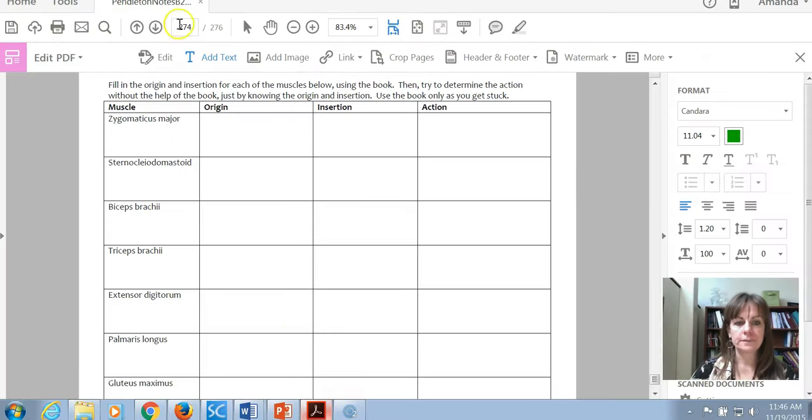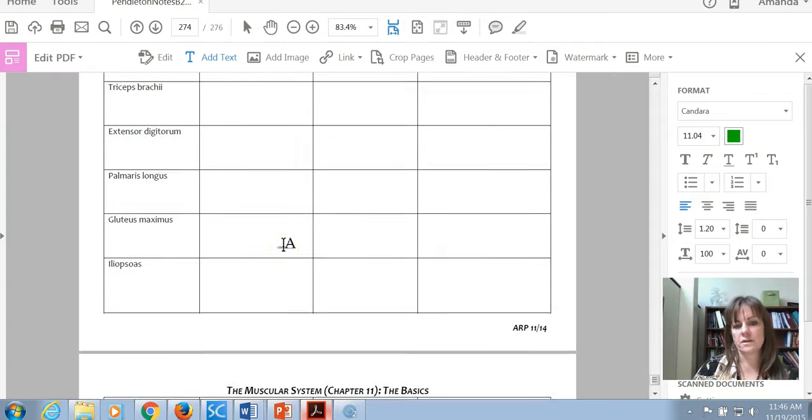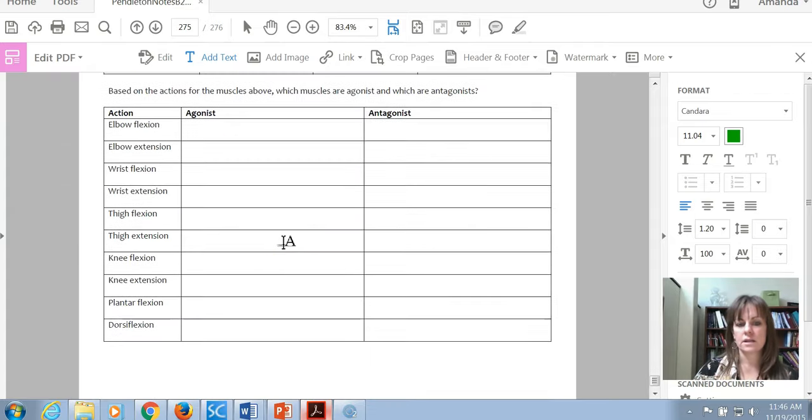So if we go here to this portion, the origin is the zygomatic bone. Okay, and in some cases you're going to be able to get more specific than the bone. You're going to be able to know the specific bone surface feature that it's attached to. The insertion, which is the movable end, is going to be the angle of the mouth. And the action is going to be retraction and elevation of the corner of the mouth. Okay. And so here's a series of different muscles to practice going through that reasoning with.